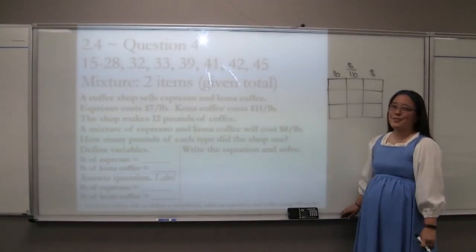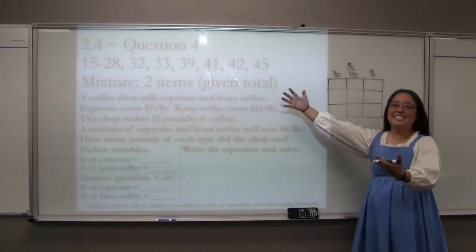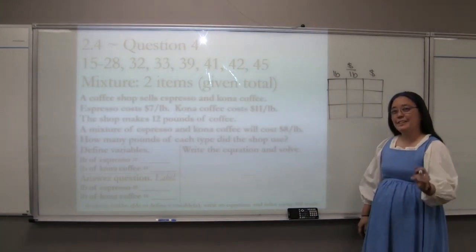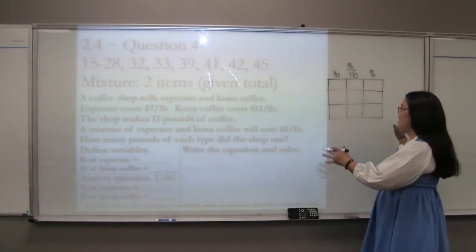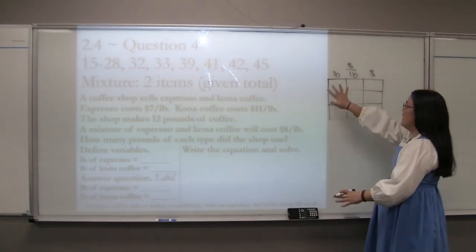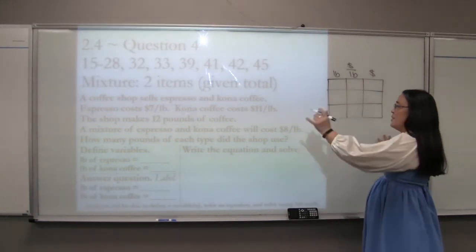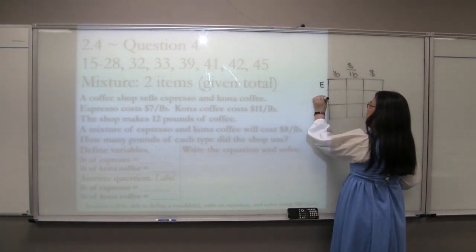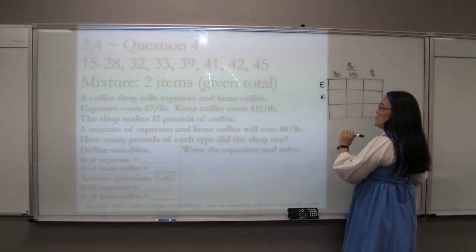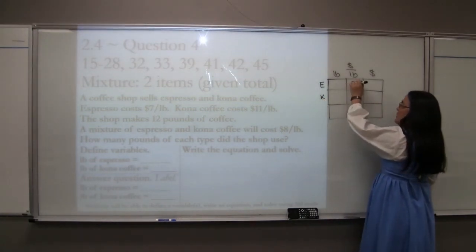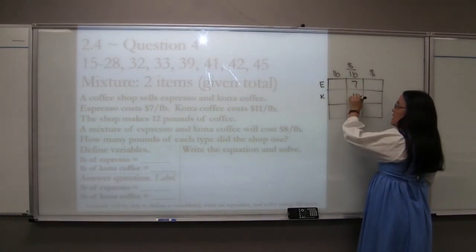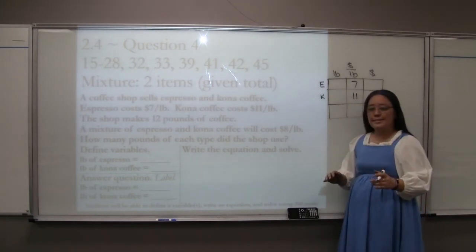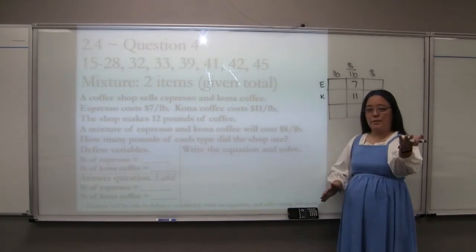Chapter 2, Section 4, Question 4. It's another mixture problem. This time I'm going to give you slightly different information and have you solve it anyway. So I've already drawn a mixture problem chart. This time, a coffee shop is selling espresso and Kona coffee. Espresso costs $7 per pound. Kona coffee costs $11 per pound. And the shop makes 12 pounds of coffee. It doesn't say whether or not this is espresso coffee or Kona coffee.